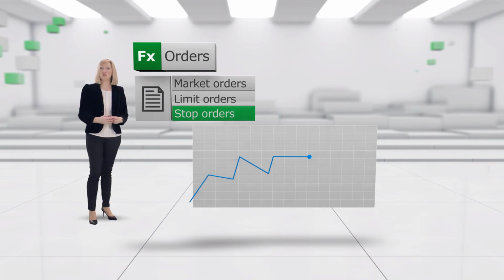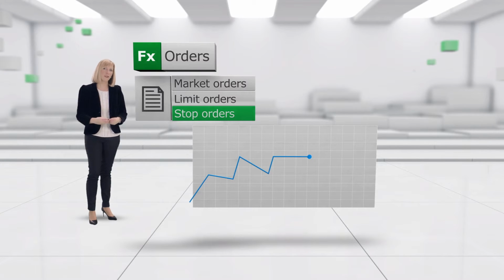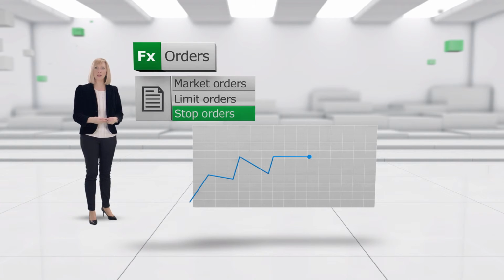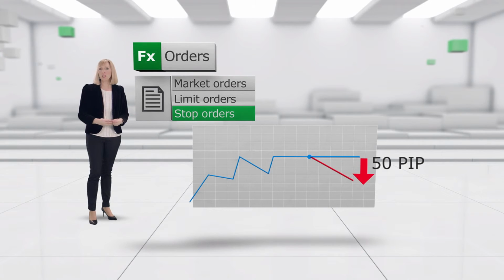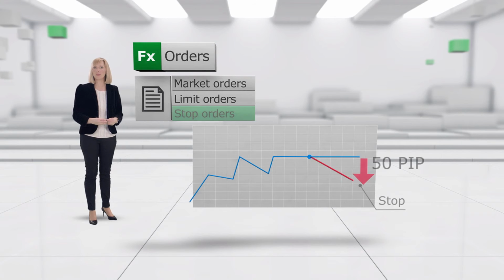Stop orders are traditionally used as a risk management tool to protect a position against an extensive loss. Stops are always placed at levels worse than where the market is currently trading. For example, if you want to sell, should the market drop by, let's say, 50 pips, you would place a stop order to sell 50 pips below the current market price.